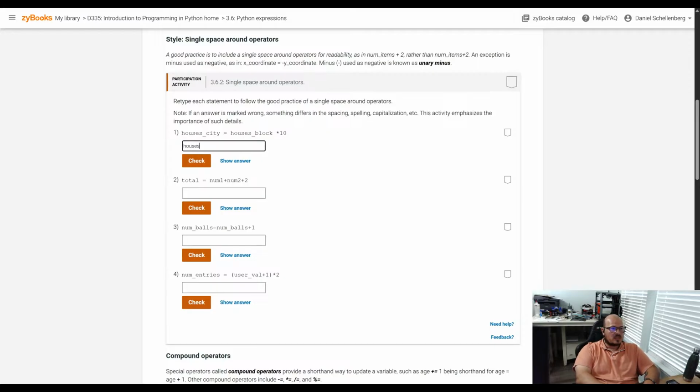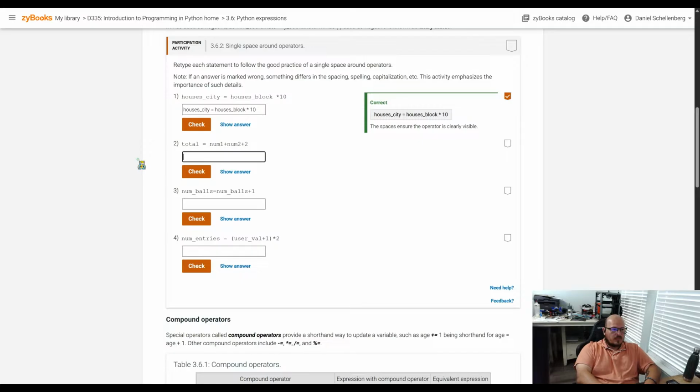So houses underscore city, houses underscore block times 10. So the spacing after the multiplication here. Houses block, city houses.